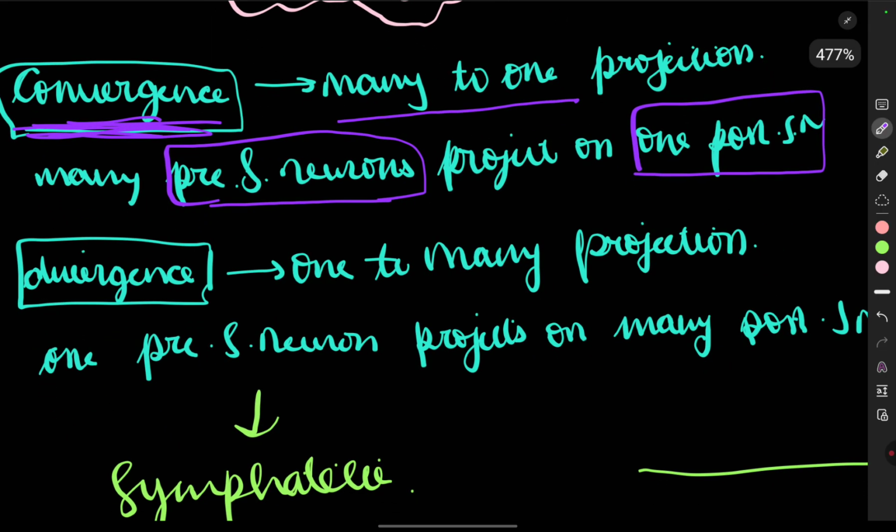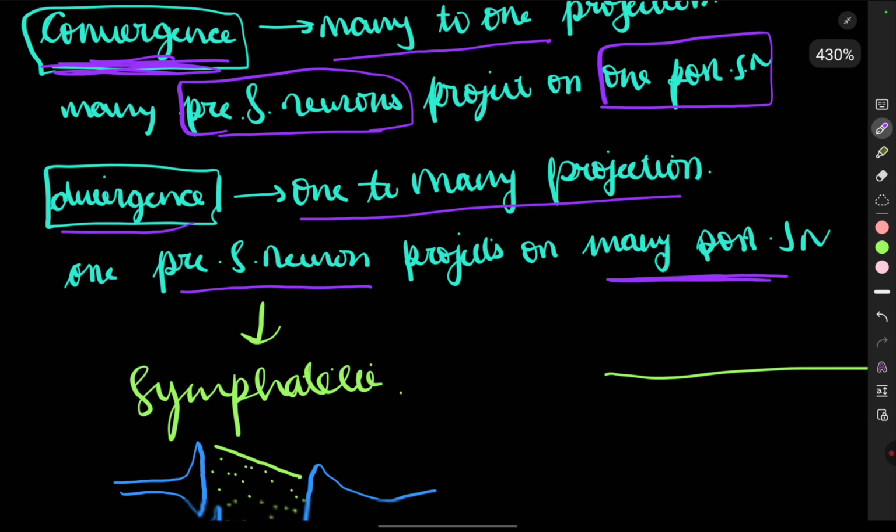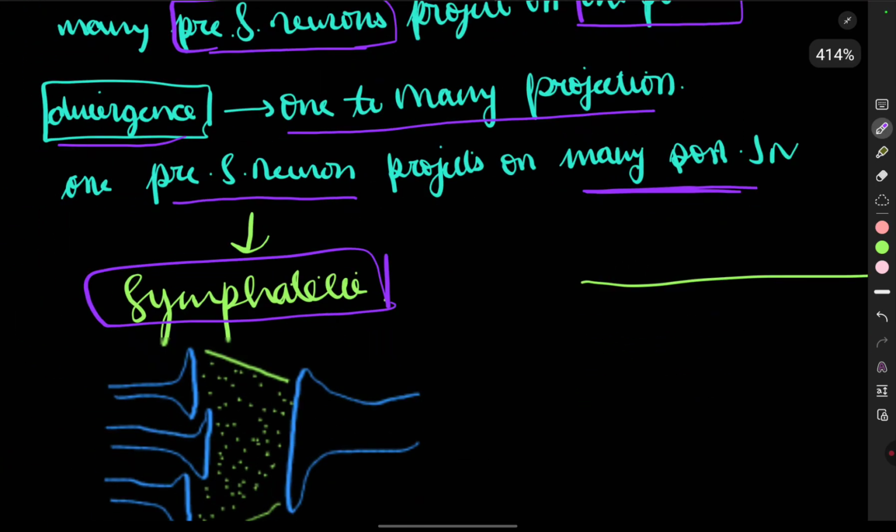Now the total opposite is the divergence. One to many projection. One presynaptic neuron projects on many postsynaptic neurons. This is commonly seen in the sympathetic system, and in CNS functions.